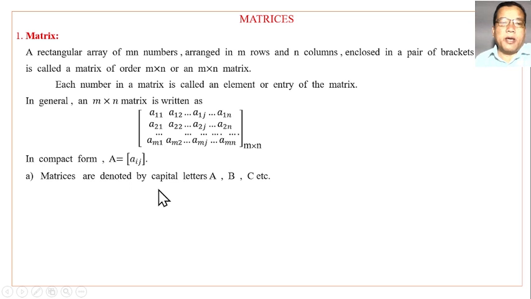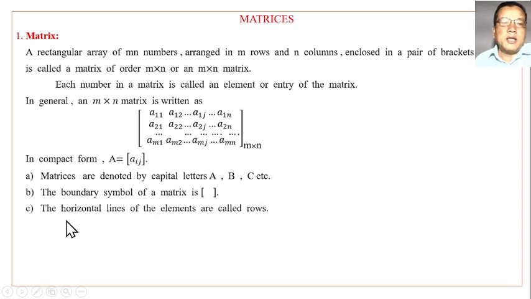Matrices are denoted by capital letters: capital A, capital B, capital C, etc. The boundary symbol of a matrix is a square bracket.